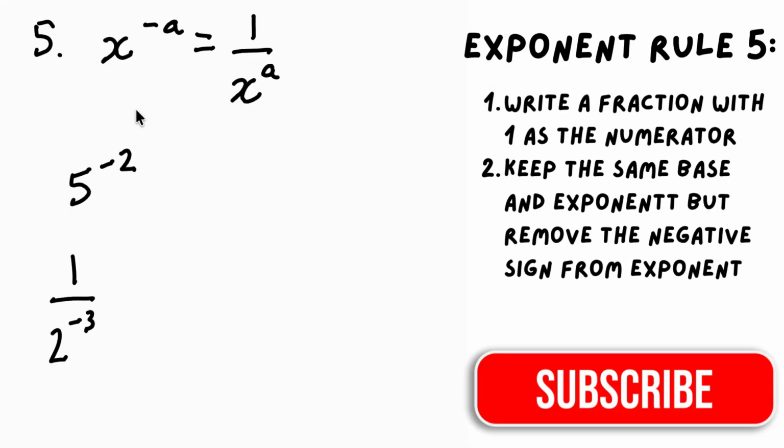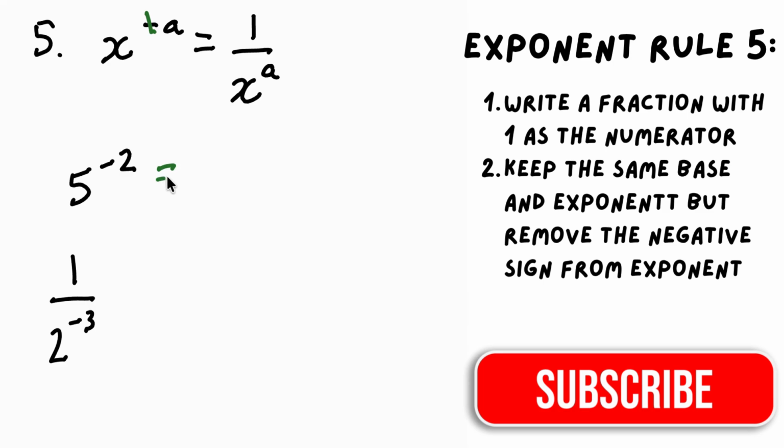Well, what happens if there are negative exponents? This is where rule number 5 comes in. This states that any number to the power of a negative exponent is equal to 1 divided by that same base to the power of that exponent without the minus sign. So let's look at these two examples.